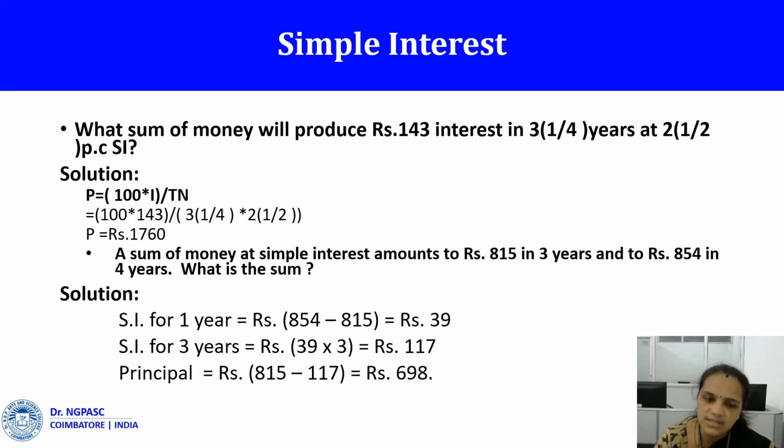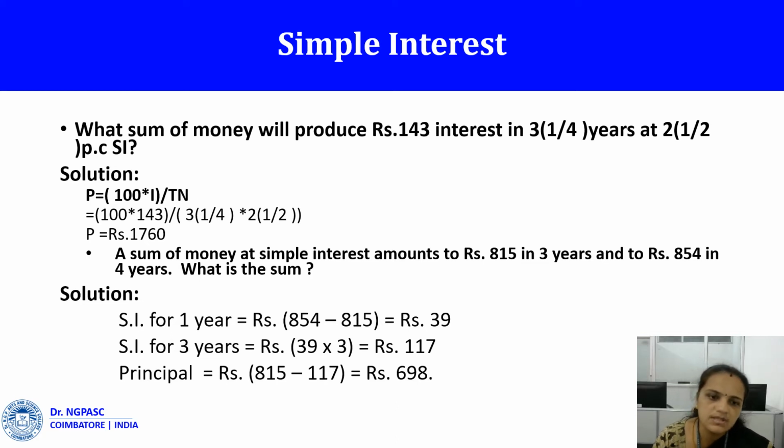In the previous sum, they asked us to find the simple interest. In this sum, they asked us to find the principal. So three terms, that is the interest, rate of interest and number of years, have been given, and they asked us to find the principal. Like that, any three terms will be given, and they ask us to find finally the fourth term.